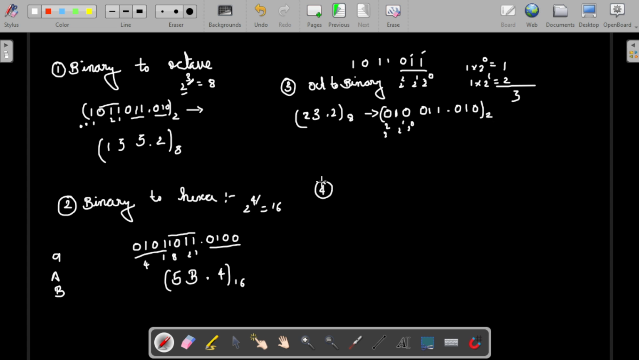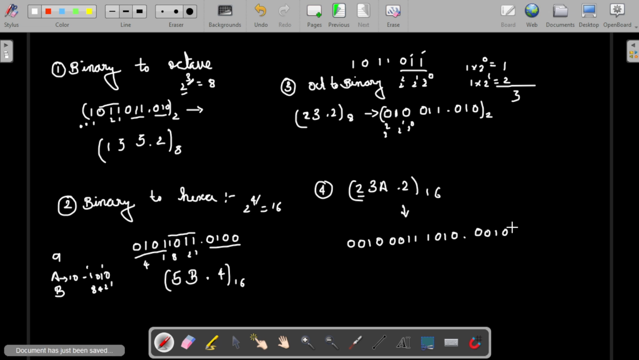The fourth one is from hexadecimal to binary, which is also similar to that. If we have 23A dot 2 in hexadecimal, and we are converting that to binary, it is simple. Take each digit and make it into a 4-digit binary. So 2 is 0 0 1 0. 3 can be written as 0 0 1 1. We know that A is 10, so 10 can be written as 1 0 1 0. Here you see 1 2 4 8, so the present digits can be added: 8 plus 2 is 10. That is what is coming here. So 1 0 1 0 dot 2 can be written as 0 0 1 0. I hope it is understood for you guys. This is how we will be converting.